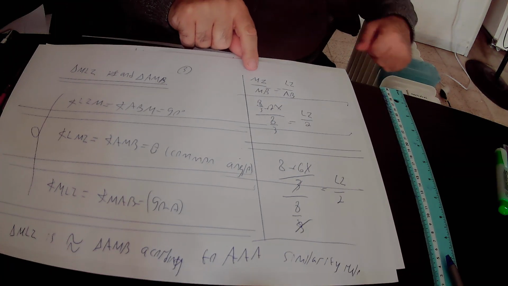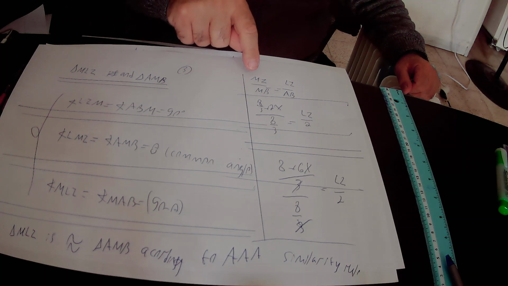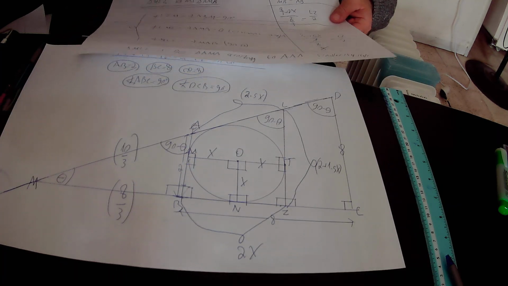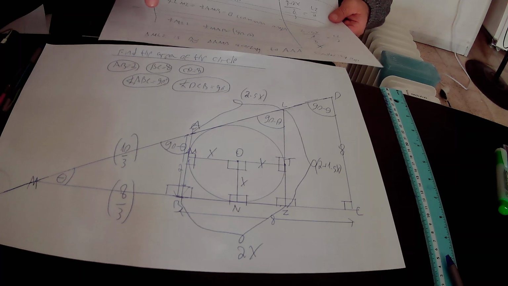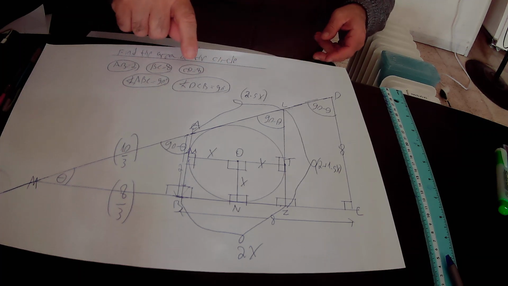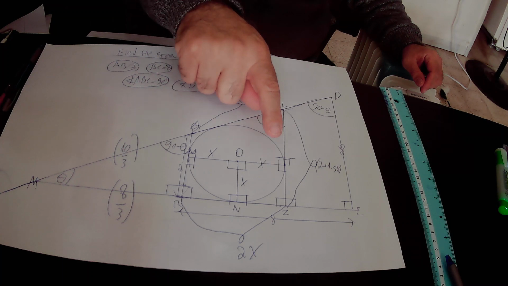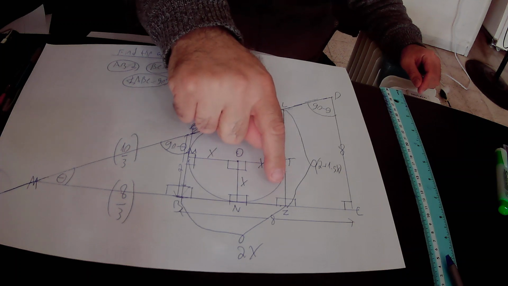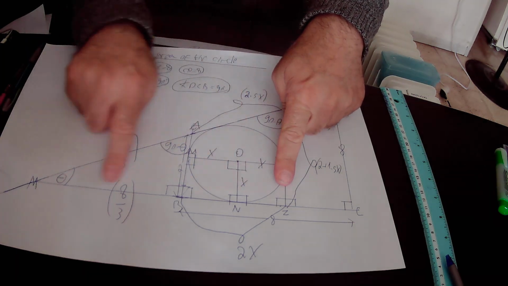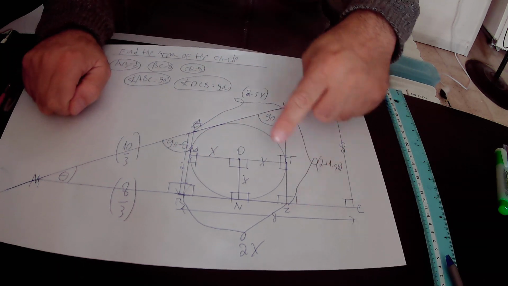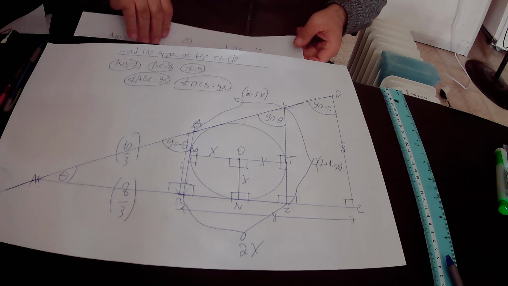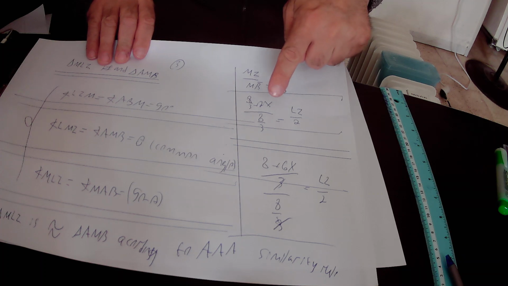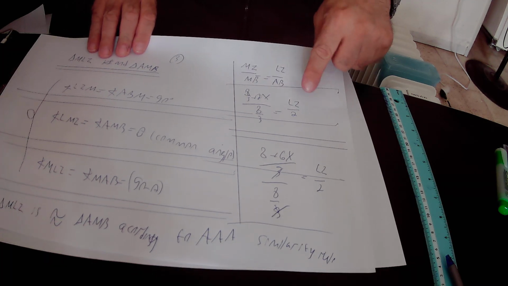So here, MZ is 8 over 3 plus 2x, MB is 8 over 3, AB is 2. Actually, we found out that ZM over BM is equal to LZ over AB. Again, ZM over BM equals LZ over AB. Here ZM is 8 over 3 plus 2x, MB is 8 over 3, LZ is unknown, and AB is 2.